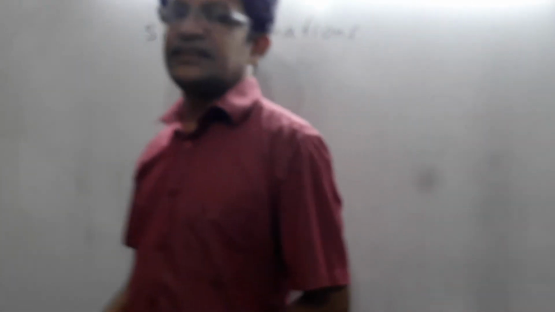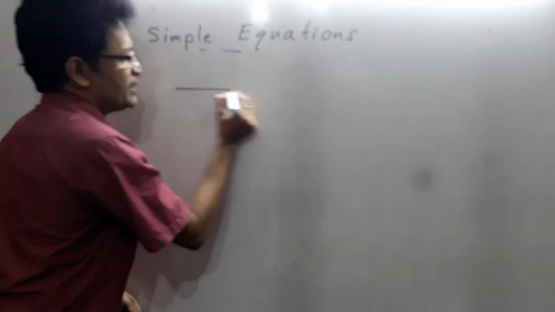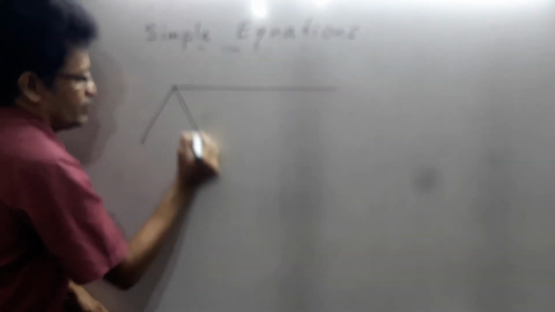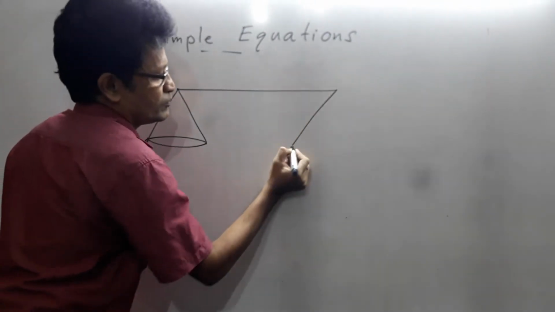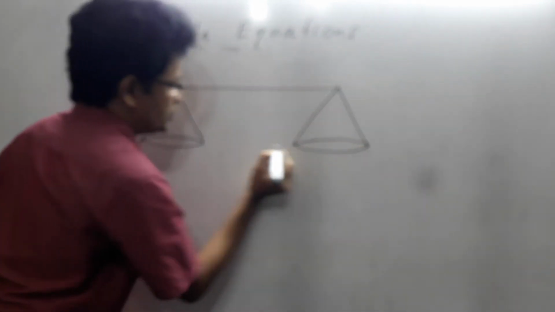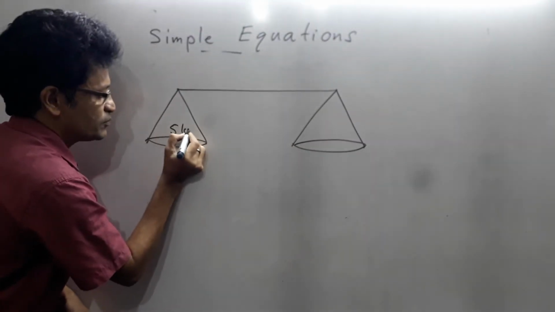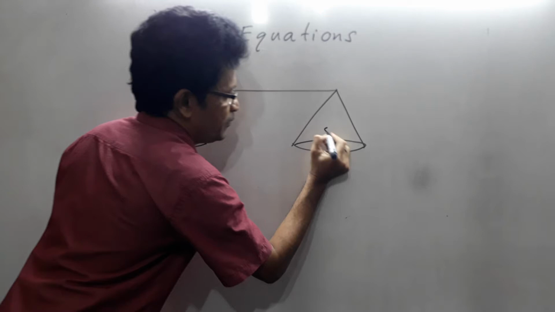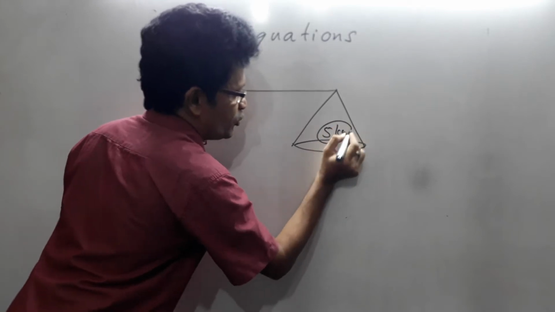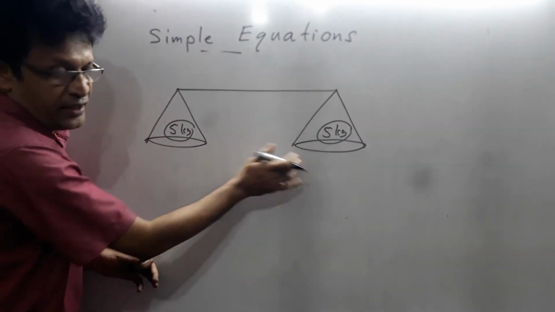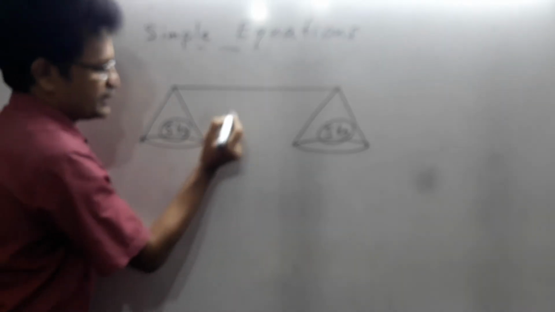Hi, today our lesson is simple equations. First we take a scale. Scale is like this. Both sides will say 5 kilograms. This side we have 5 kilograms. This side also we have 5 kilograms. Now both sides same weight, so therefore it is balanced.